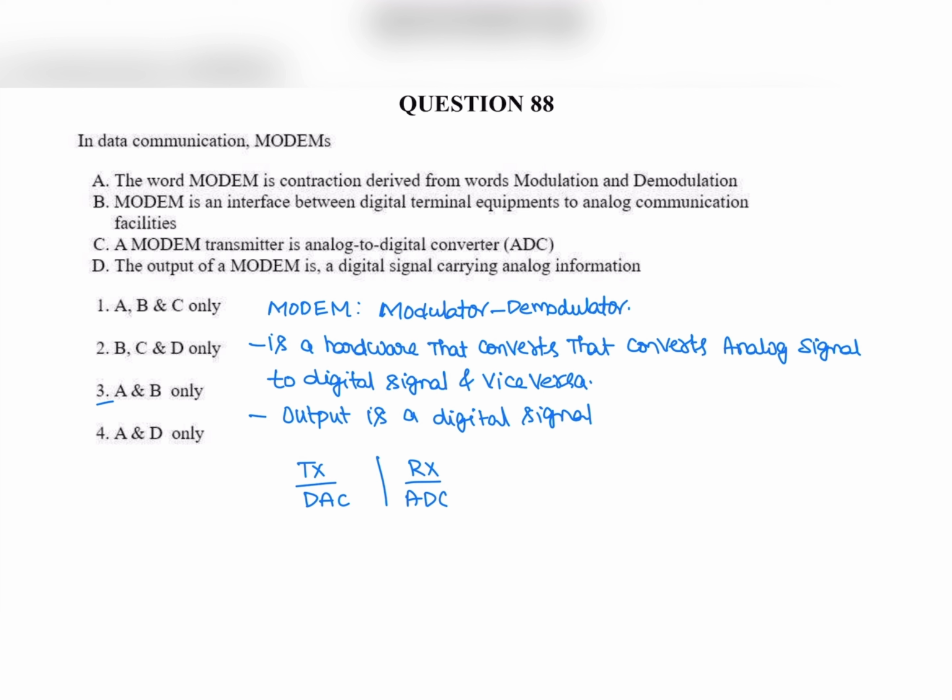The word modem is the contraction of modulation and demodulation. Correct. Modem is an interface between digital terminal equipment and analog communication facilities. Correct. Modem transmitter has an analog to digital converter? No, the transmitter consists of a digital to analog converter. The output of modem is a digital signal carrying analog information? No, the output of modem is a digital signal that carries digital information. So statement C is wrong and statement D is wrong.